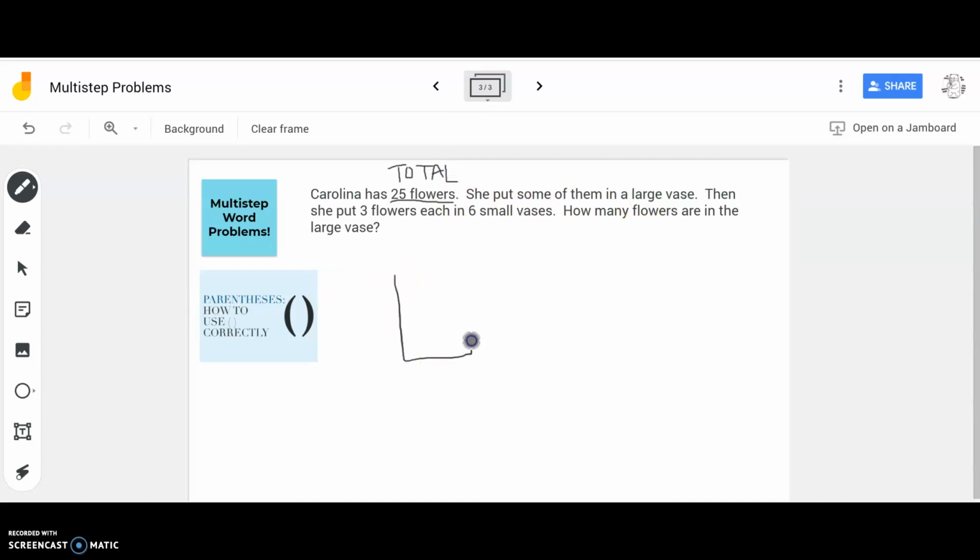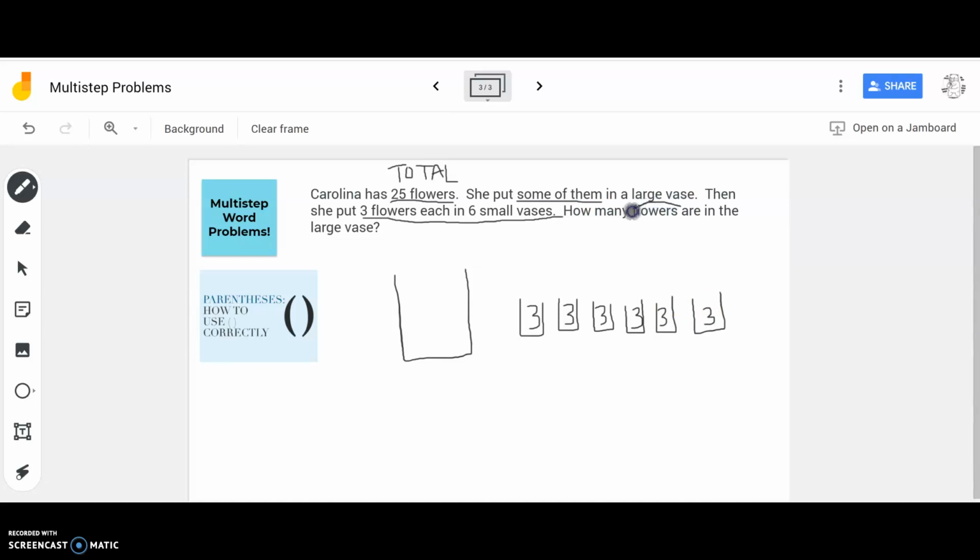All right, here we go. Here's my large vase. I'm sorry, she put some of them in a large vase. It doesn't tell me how much, but there's my large vase. Then she put 3 flowers in 6 small vases. Okay. 1, 2, 3, 4, 5, 6. And I know there's going to be 3 in each of my small vases. I still don't know how many are in my big vase yet. I'm going to keep reading to find more important information.